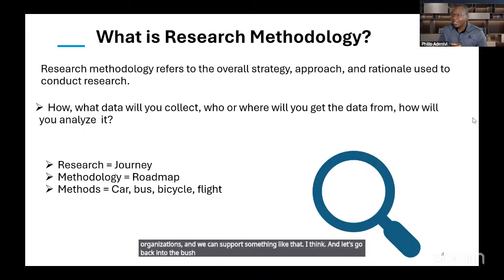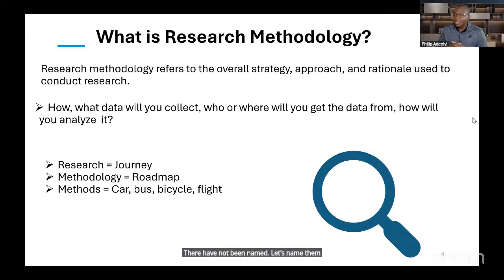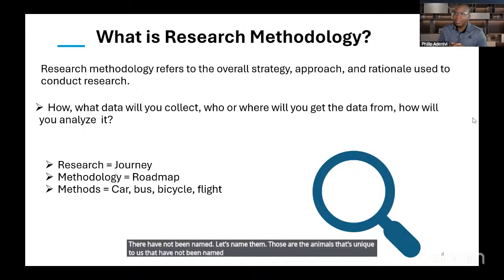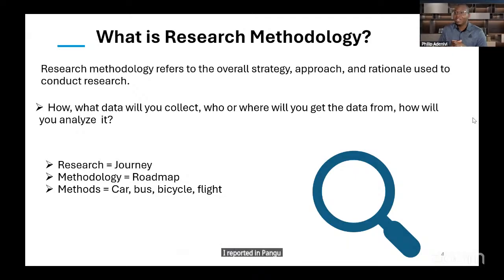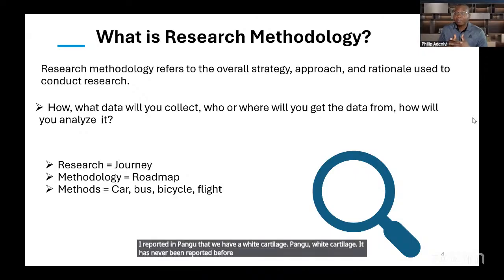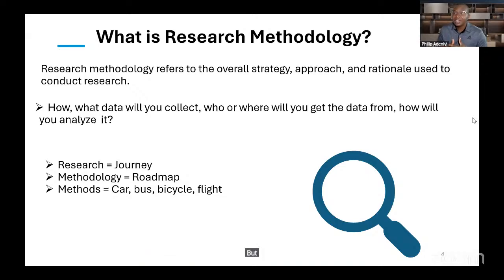I think, let's go back into the bush. Those are plants that have not been named. Let's name them. Those are animals unique to us that have not been named. Let's name them. In my work, I'm telling you what I've done. More than 10 years ago, I worked on the pangolin. I reported that we have a white cartilage in the pangolin. It has never been reported before in literature. But yeah, I reported that.